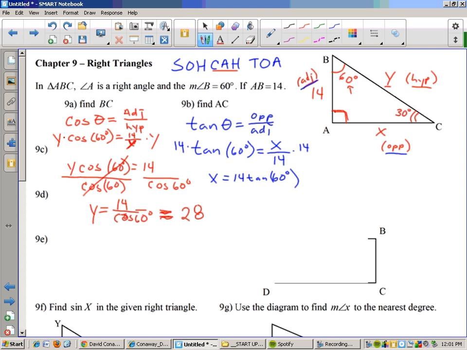Can you guys put that in your calculator for me? 14 times tangent of 60, and tell me what we're going to get. Yeah, you might have a mistake there. Say again. 24.2. Okay. Anybody going to back them up? Does that sound about right? Good. Well, it's actually 14 square roots of 3. Try multiplying 14 times root 3 and see if you get 24.2.